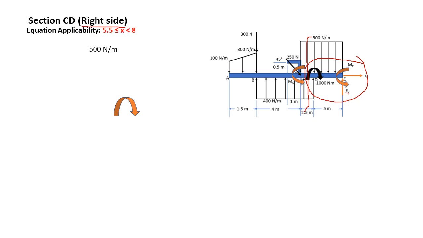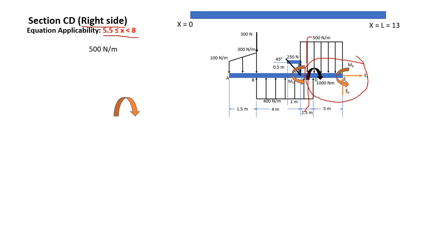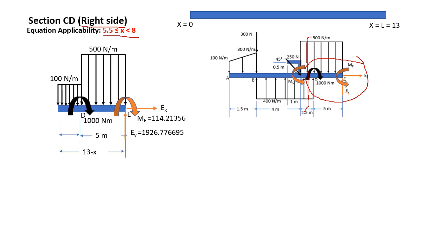Okay. So the applicability, I will maintain my applicability to be 5.5 to 8. So again, what you would be substituting in the equation is 5.5 to almost 8 or 7.999999. Again, we're still using the leftmost end of the beam to be x is equal to 0 and the rightmost to be x is equal to 13. So how does our section look like here?